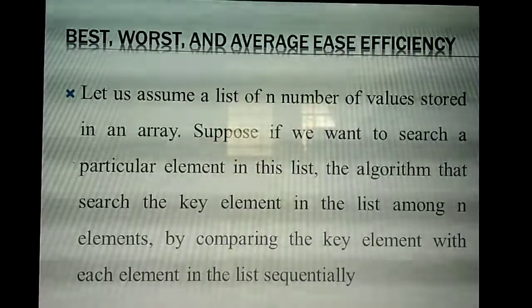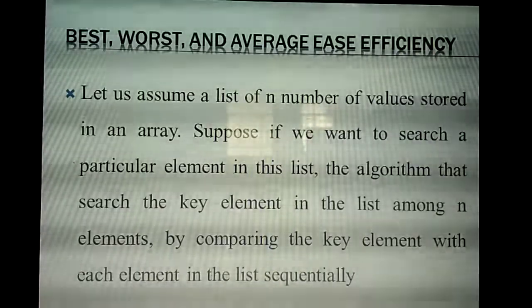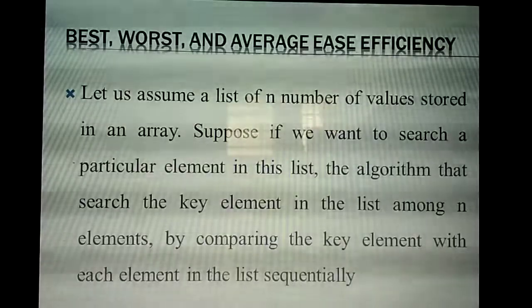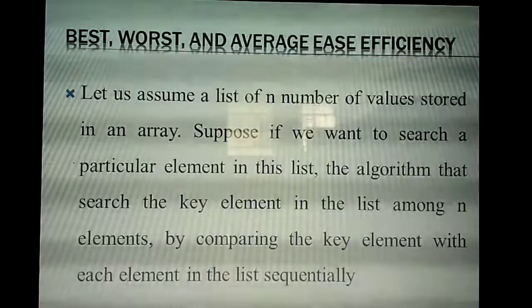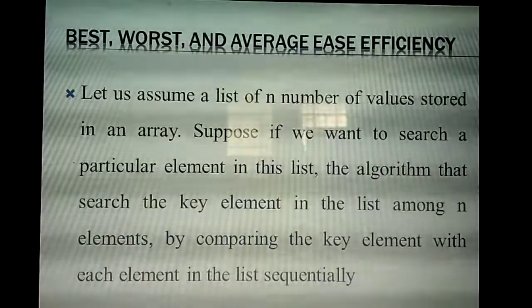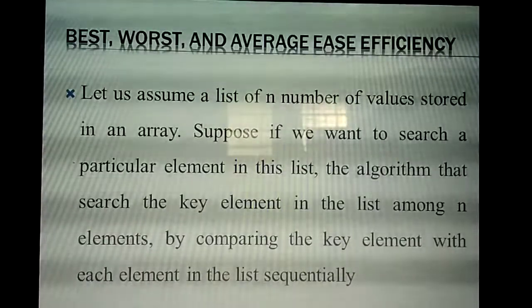First read this question. So consider one array. What's the first step? You are going to consider one array, and in that array I want to search a particular element. For this I am giving an example. See this one. Consider this is an array. In this array I am going to store up to n values. How many values? n. So in this array I am going to store n values.